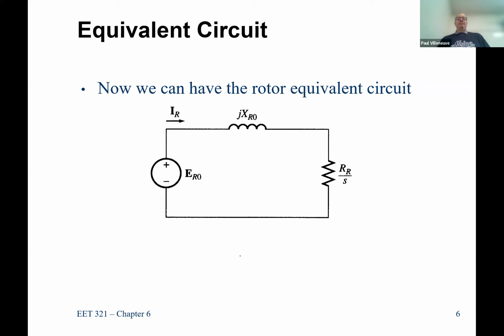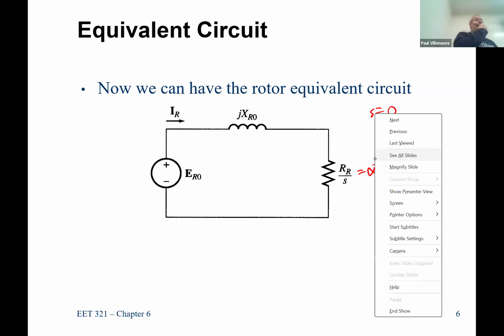What I mean by that is, mechanically speaking, if I'm delivering mechanical power, what is the value of slip when the machine is running at synchronous speed? They're running at the same speed. What does S equal? Zero. R sub R divided by S when S equals 0 equals infinity. Anything divided by 0 is a really big number.